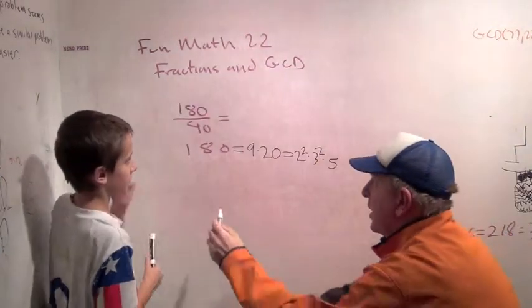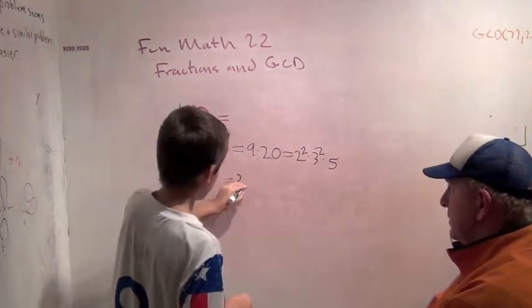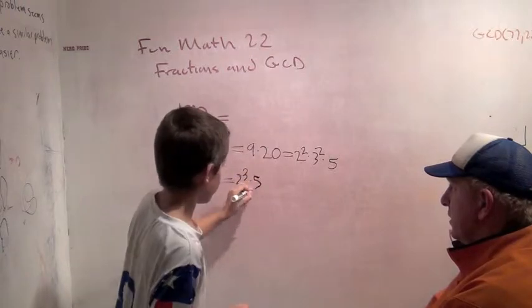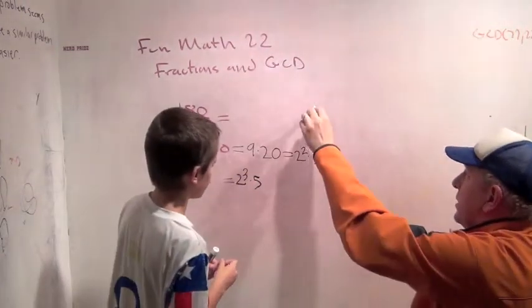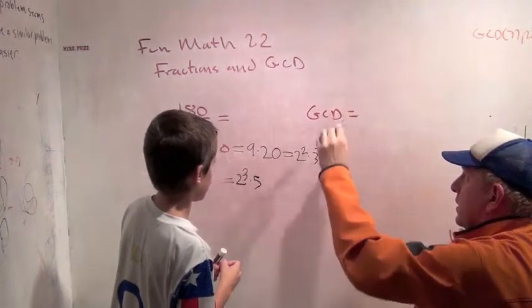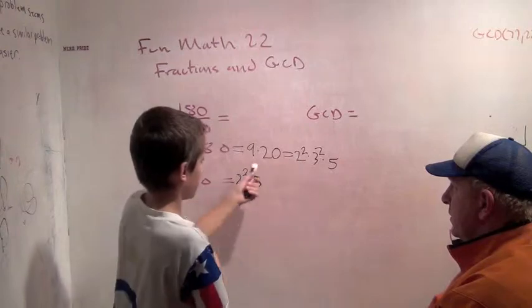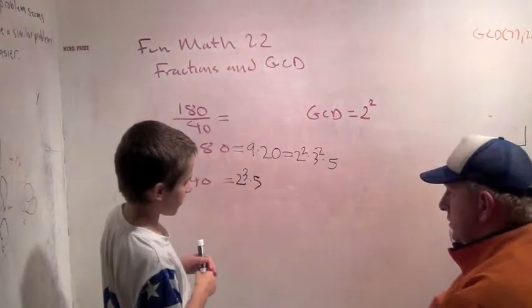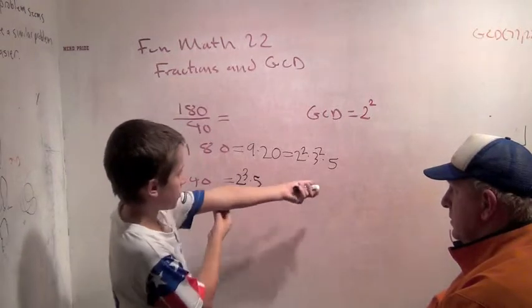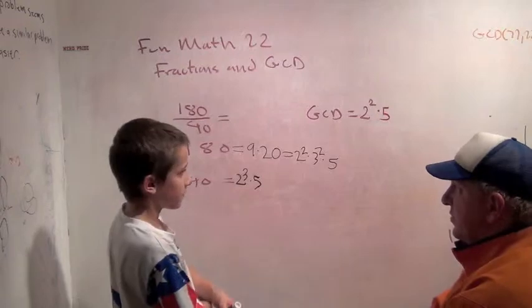And 40 is what? 40 is 2 cubed times 5. Okay, so what's the GCD of 180 and 40? Well, it's 2 squared times 5, which is 20.